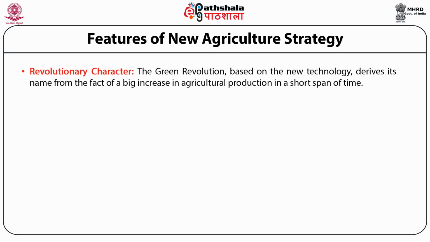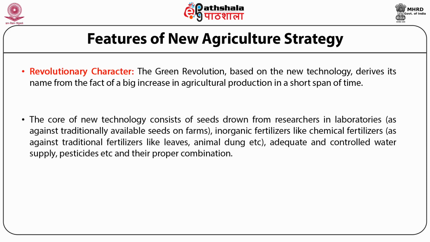The Green Revolution, based on the new technology, derives its name from the fact of a big increase in agriculture production in a short span of time. It was a result of the application of new high yield variety seeds and chemical fertilizers. The core of the new technology consists of seeds drawn from researchers in the laboratories, as against the traditionally available seeds on the farms. Inorganic fertilizers, like chemical fertilizers, were also used, as against the traditional fertilizers like leaves, animal dung, other forms of manures, etc.